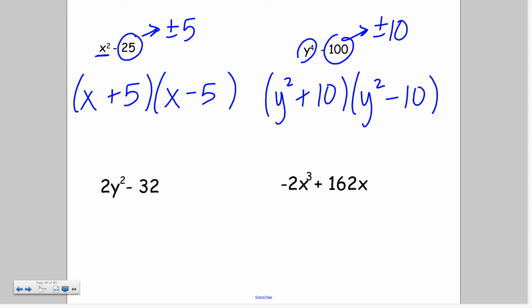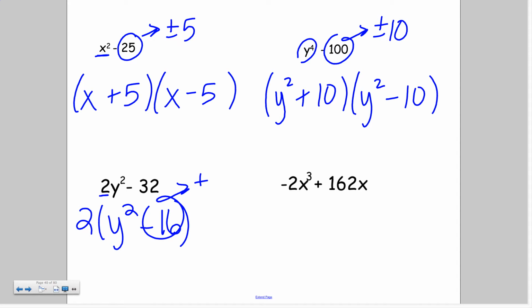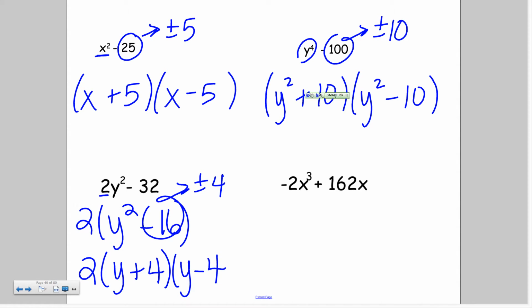Check for that GCF first. If you look at 2y squared minus 32, 32 is not a perfect square. 2 is not a perfect square. So I want to check to see if I can take 2 out of both of them, and I can. So 2 leaves me with y squared minus 16. 16 is a perfect square. It can be broken up into plus and minus 4. So 2 times y plus 4 times y minus 4.